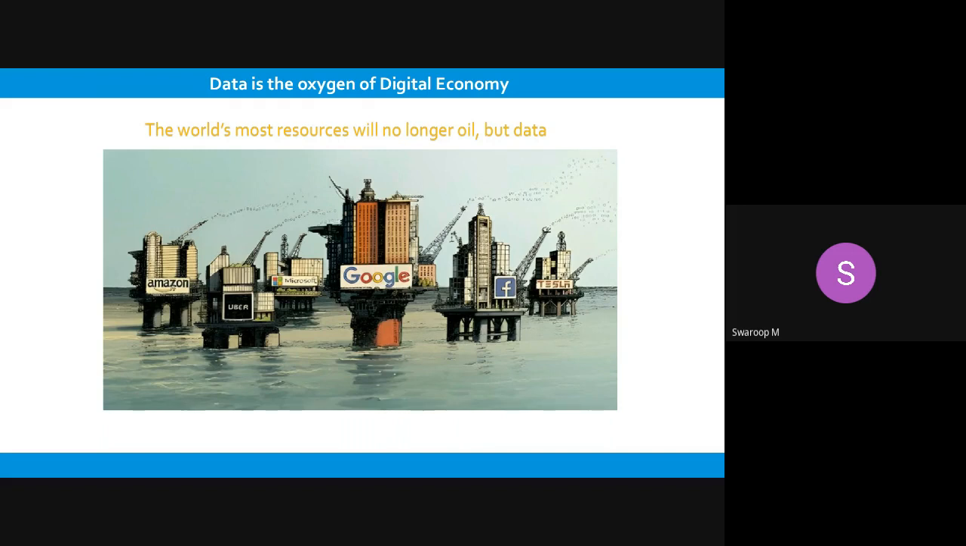Okay, but the natural resources will be lost, right? That means they are decreasing through consumption or utilization. But here the data is increasing every day. Even per second, what we are thinking and searching in Google, and ordering any product on Amazon, right? In Uber also, we book rides, right?